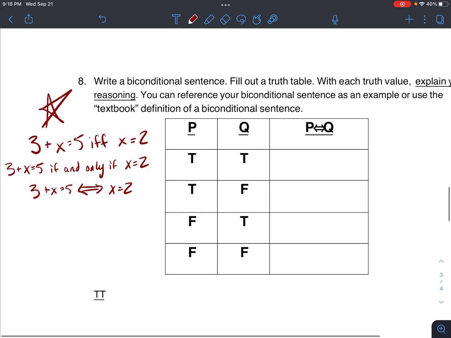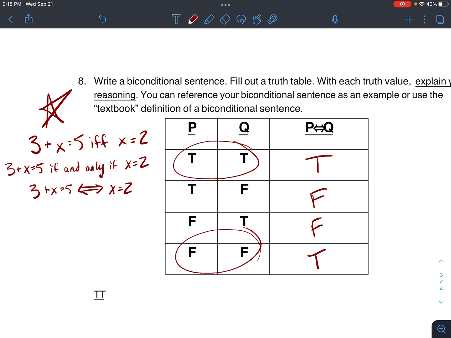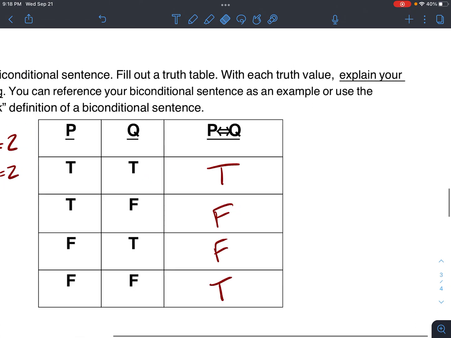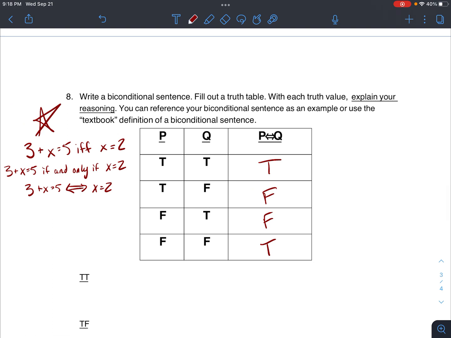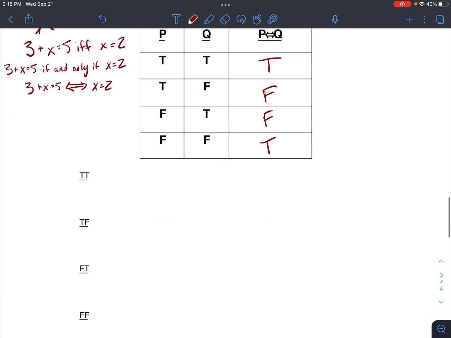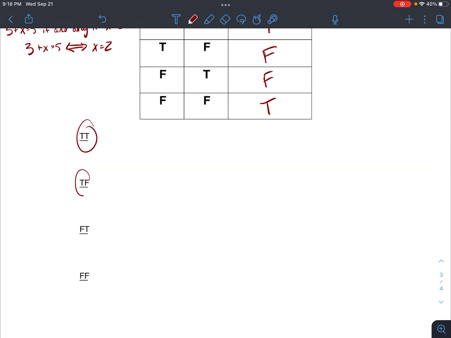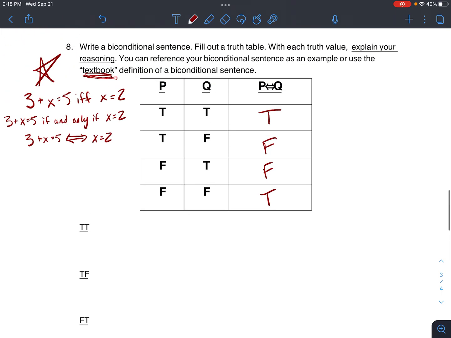So remember the truth table. The biconditional is correct when they both have the same exact truth value. So if they're both true or both false. So that is one way where you can explain. That's like the textbook definition. So you could say, same truth value, different truth value, different truth value, same truth value. Okay, that's totally cool. I'm good with that.